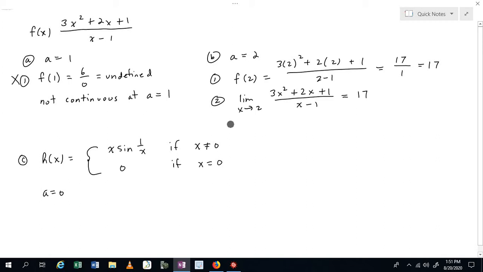And then part 3 is these would have to be equal, and of course they are. Both of these are 17. So by the continuity checklist, all 3 conditions are satisfied, and so this function is continuous at a equal to 2.